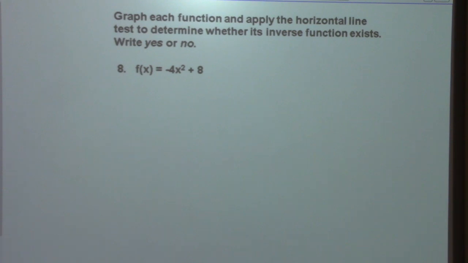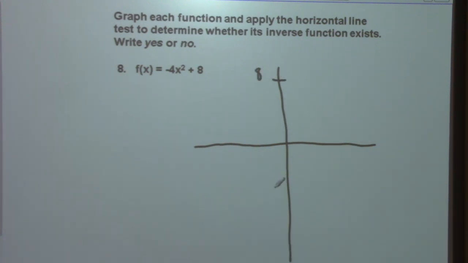This is what kind of equation? Quadratic, right? So here we have our y-intercept of 8. So the thing is going to be very steep, like a skinny parabola. It goes like this. Okay, fails the horizontal line test.